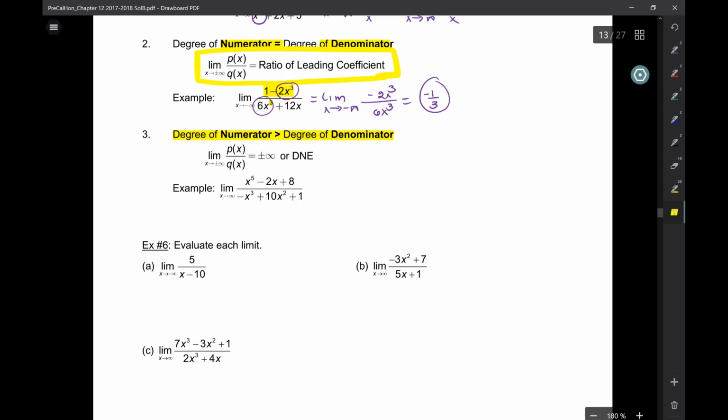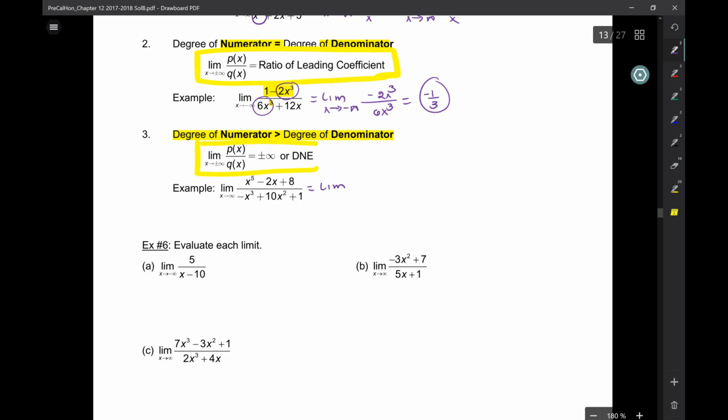If the degree of the numerator is greater than the degree of the denominator, then we have more x's on top. So when you cancel, you're going to have more x's on top. And if x is approaching infinity, then the whole thing will approach infinity, or does not exist. So here's what we have to do here.